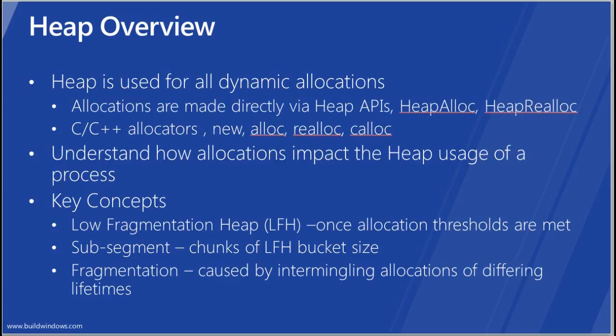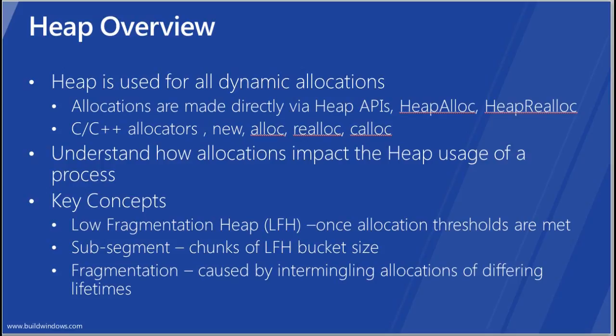Subsegments increase in size as the number of outstanding allocations of a given bucket size increase. So if you have 1,000 8-byte allocations in your heap, the next subsegment you create is going to be bigger than the one that you created previously. And they increase in reasonable size chunks, but it's something you need to be conscious of.